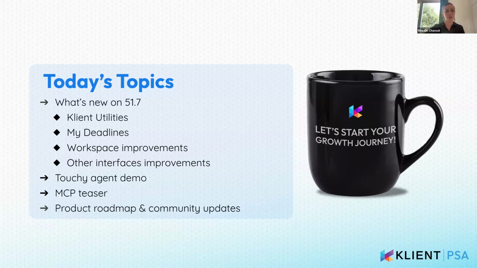Now let's have a look at our agenda for today. 51.7 and 51.8 were both shipped last Friday. 51.8 is the current version. Sorry, there's a typo there. 51.7 is the one where all the features landed. So you can see client utilities, my deadline, workspace improvement, other interface improvements. 51.8 is just security focused, so nothing really to mention today.